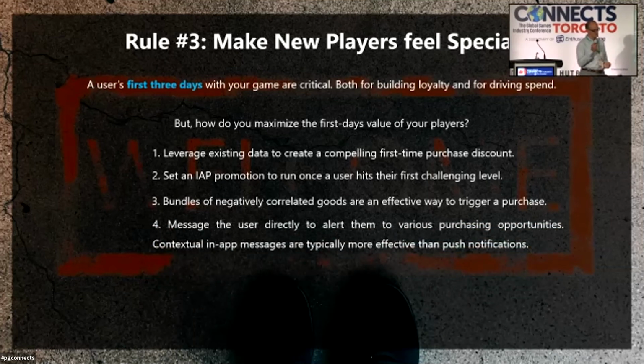Another tip, and I've got to move along: message the user directly to alert them to various purchase opportunities. Better to do contextual in-app messages than push notifications.